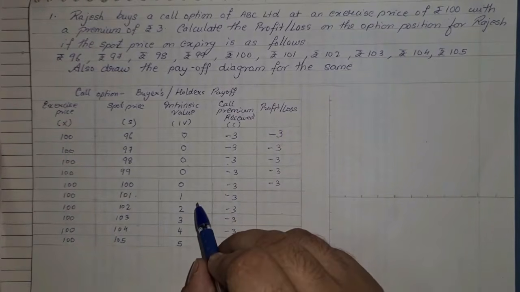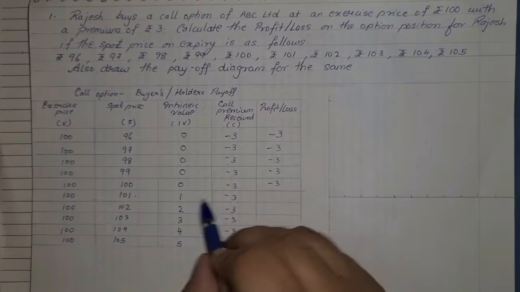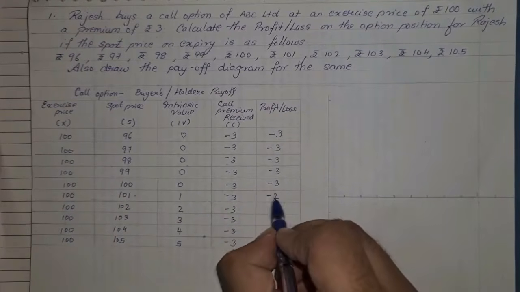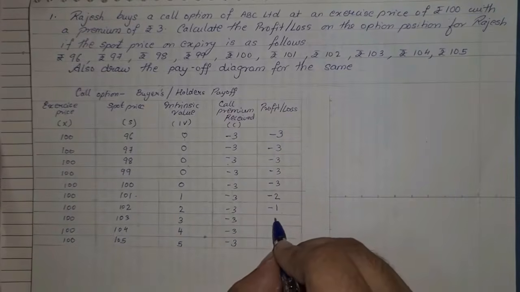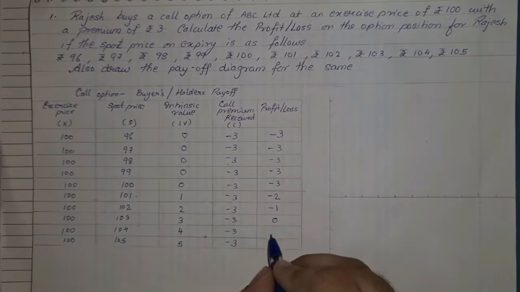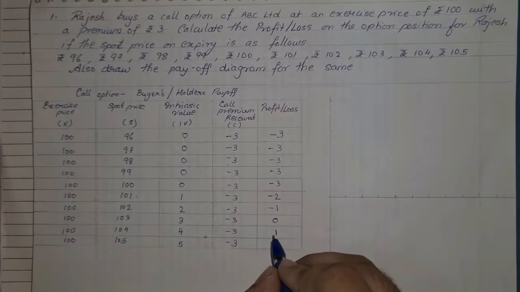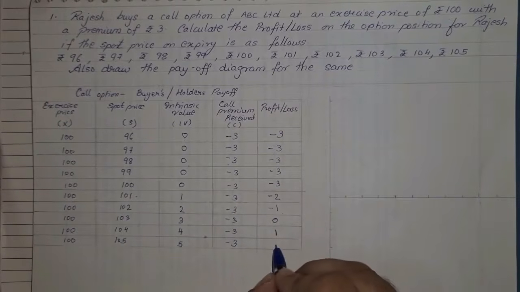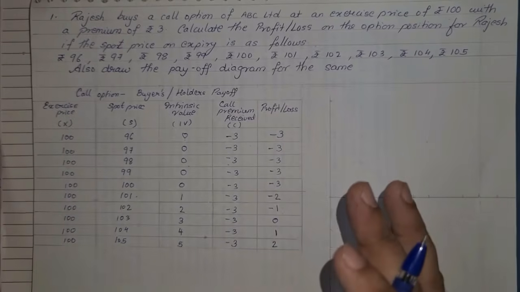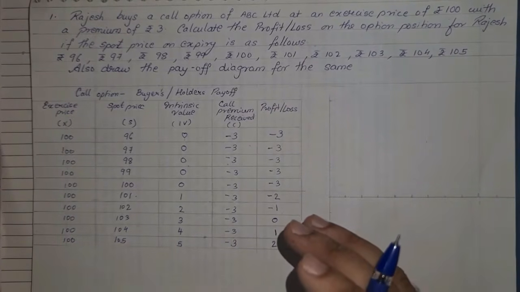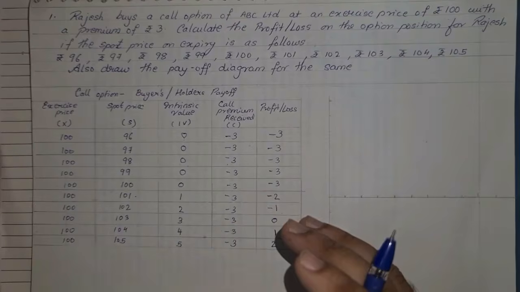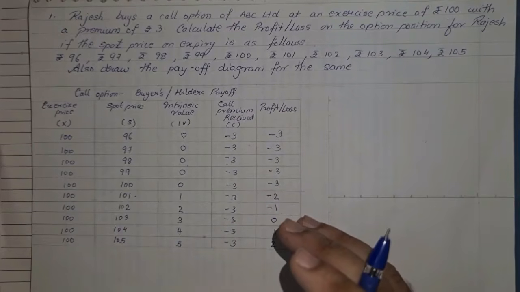there will now be a difference in the profit and loss. So 1 minus 3 is negative 2, 2 minus 3 is negative 1, 3 minus 3 is 0, 4 minus 3 is positive 1. So here you are actually getting profit, and 5 minus 3 is positive 2. So this is the payoff table of the option position where you have a person buying the call.